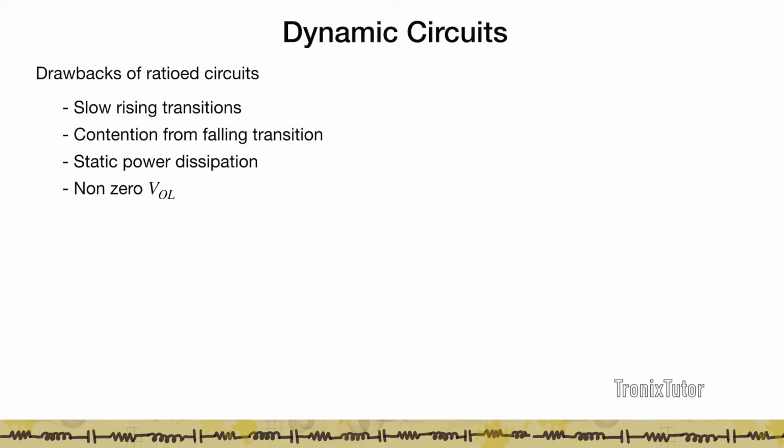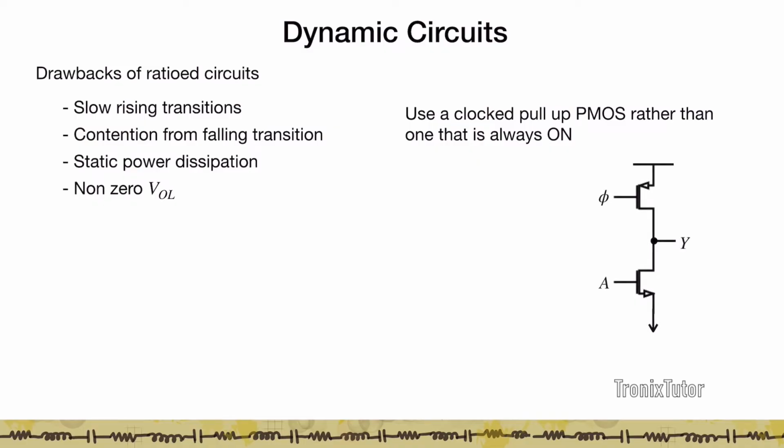Now, what are the drawbacks? To recount the drawbacks of ratioed circuits, we have slow rising transitions. We have to deal with contention during the falling transition, that is the PMOS being on, the NMOS has to overpower the PMOS. We have a static power dissipation issue as well as non-zero VOL. So we get rid of all these issues by using a clocked circuit.